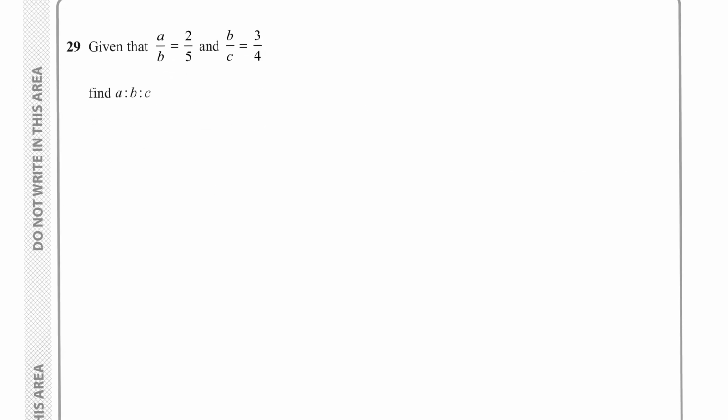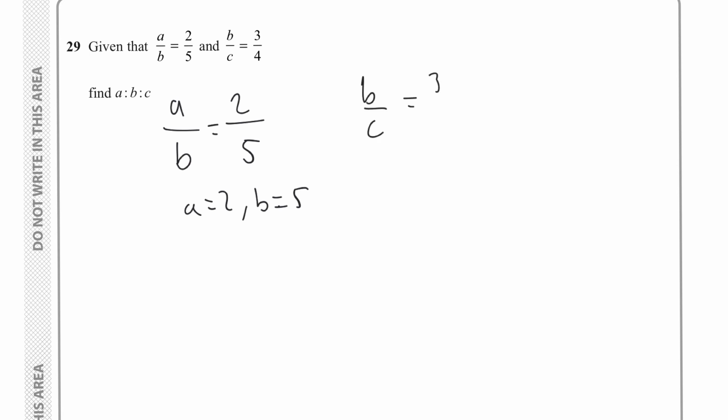Okay, question 29. It says, given that A over B is equal to 2 over 5 and B over C is 3 quarters, it wants us to find A to B to C. So, essentially, looking at the fractions, we say that A is equal to 2 and B is equal to 5. And then, now, we've got B over C is equal to 3 quarters. So, if we've got B is equal to 5 there, but here we've got B is equal to 3 and C is equal to 4.